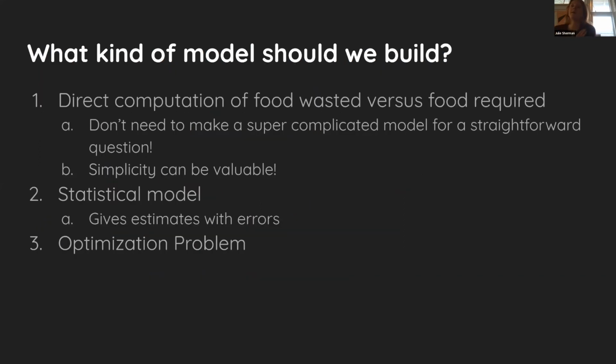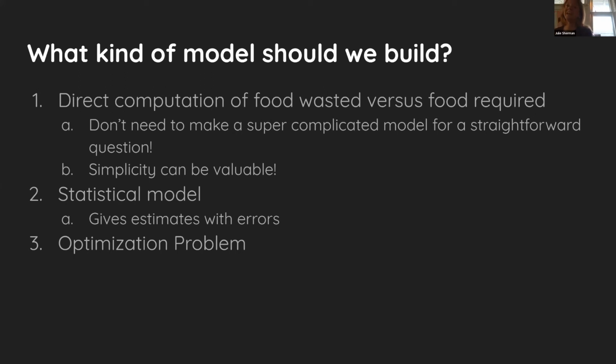Okay, what kind of model shall we build? So in this case, I think that just a direct computation of food wasted versus food needed is totally sufficient. We don't need to make a super complicated model if it doesn't make sense, right? So we talked about probabilistic models today. We talked about differential equations last time. And neither of these really, they could be applied, but they don't really need to be, in my opinion.